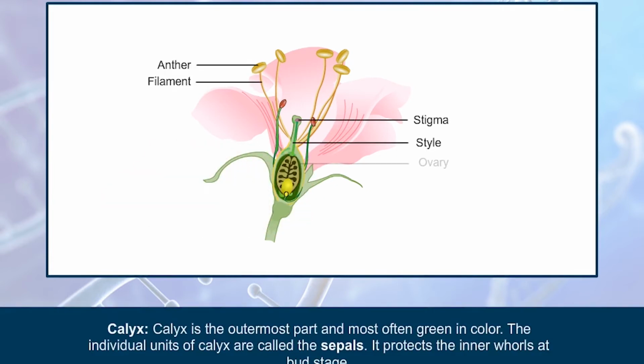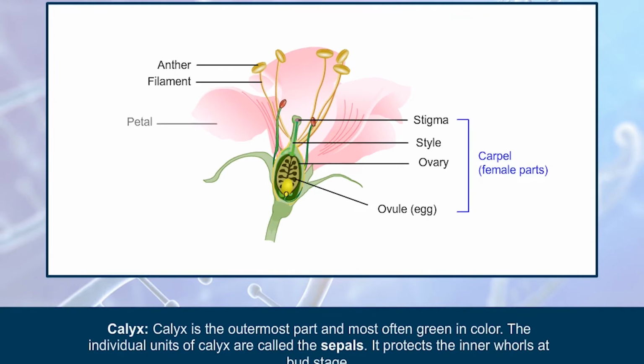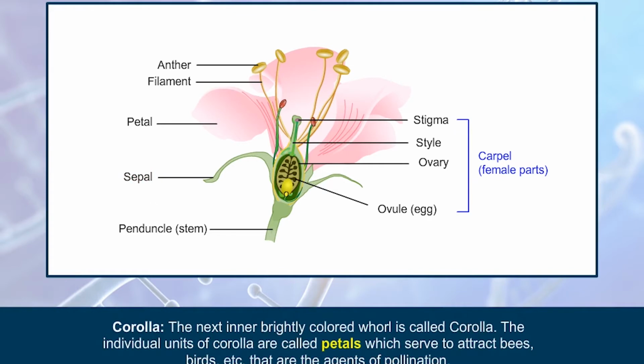Calyx. Calyx is the outermost part and most often green in color. The individual units of calyx are called the sepals. It protects the inner whorls at bud stage. Corolla. The next inner brightly colored whorl is called corolla. The individual units of corolla are called petals, which serve to attract bees, birds, etc. that are the agents of pollination.